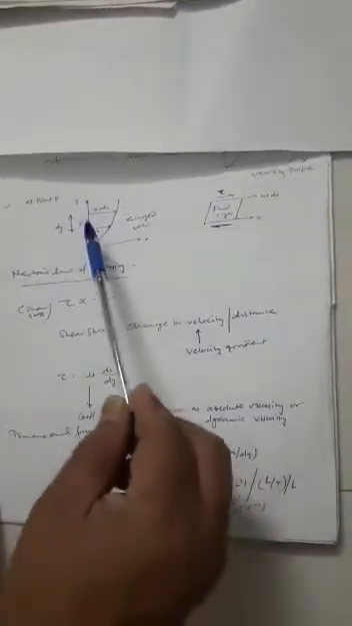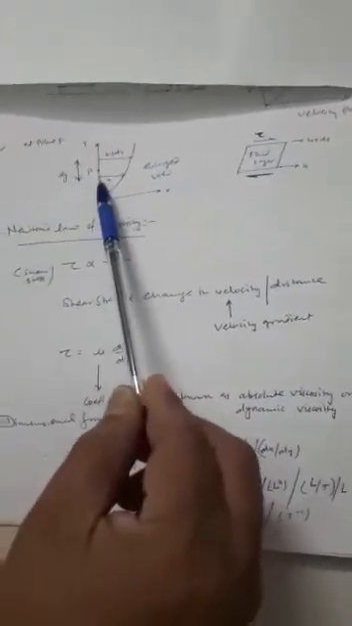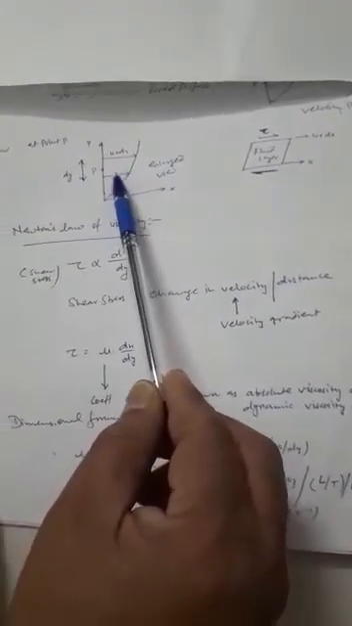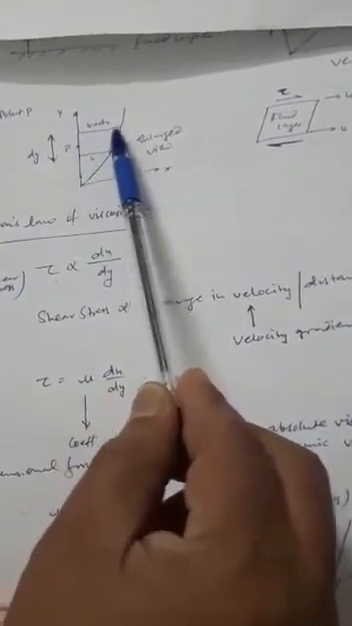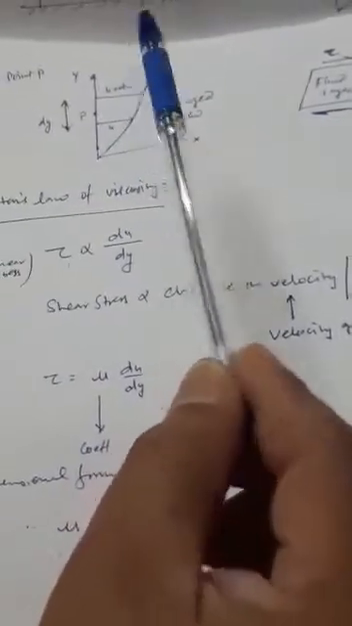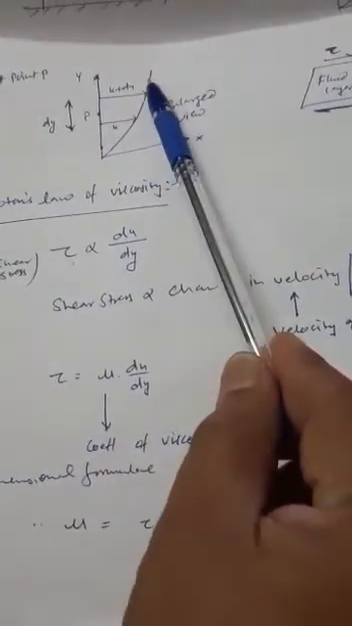This is the distance dy. This is the velocity u. This is layer 1. This is layer 2. Layer 2 has a velocity u plus du. Right. This is a velocity profile.